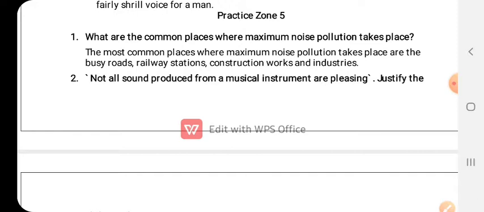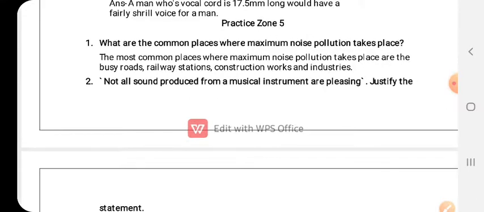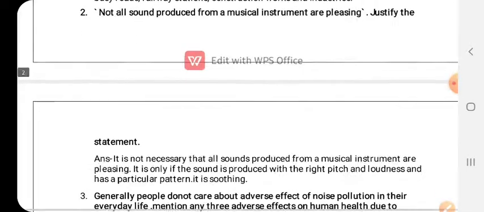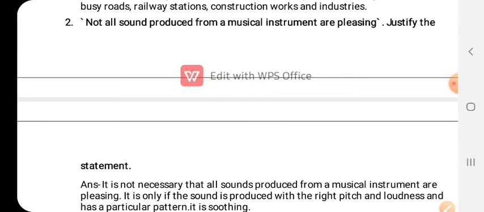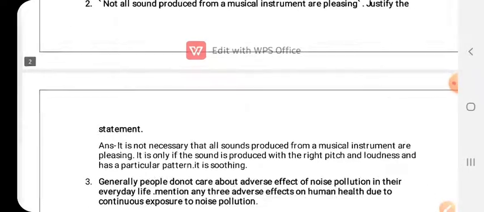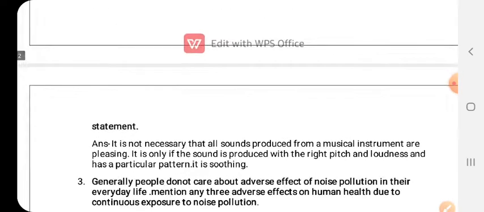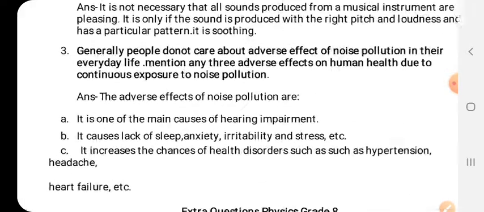What are the common places where the maximum noise pollution takes place? That is at buses, railway stations, and wherever there is crowdedness of people, there is more noise pollution, and also in the industrial areas there is much more noise pollution due to the machines running. Not all the sounds produced by musical instruments are pleasing. Yes, they are not always pleasing, because sometimes जो sound है अगर वो loud ज़्यादा है तो it becomes unpleasant. So not always are the sounds pleasing.